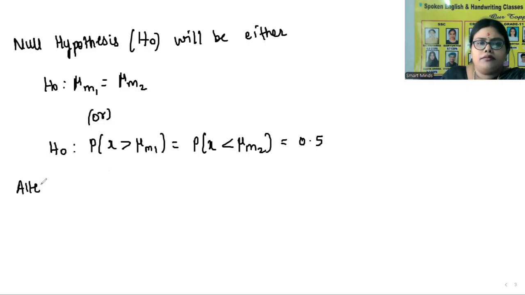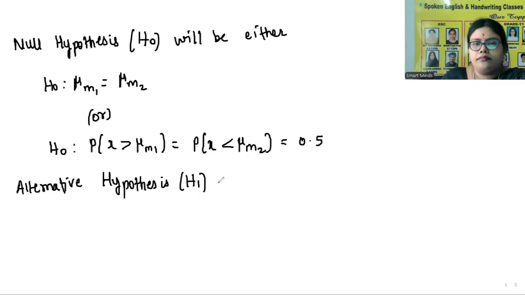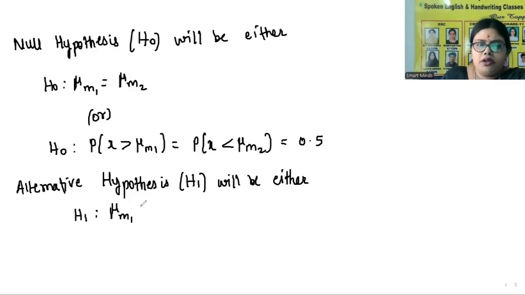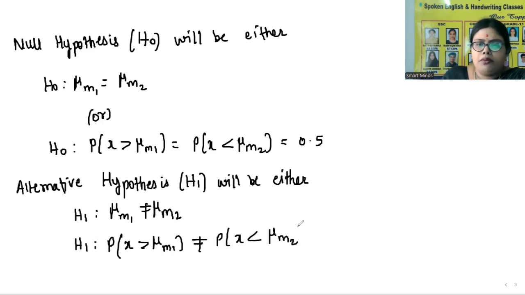Now we have the other type of hypothesis, that is alternative hypothesis. Alternative hypothesis is always denoted by H1. This will be either H1 such that mu m1 not equal to mu m2, and H1 such that probability of X greater than mu m1 is not equal to probability of X less than mu m2, which is not equal to 0.5.